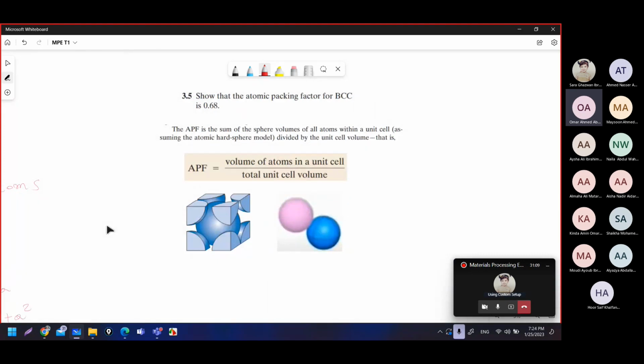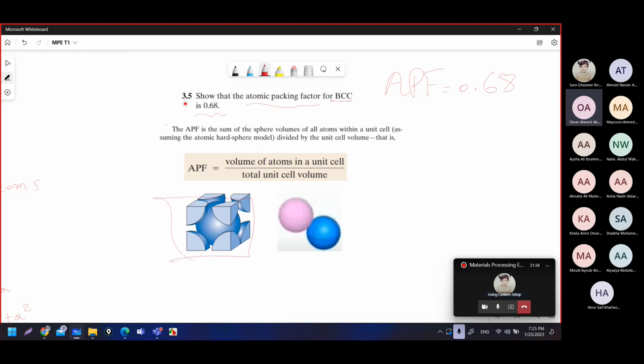Let's continue. Question 3.5. He said show that the atomic packing factor for BCC is 0.68. So we know the atomic packing factor. What is the atomic packing factor already? He gave me that it is equal to 0.68 for the BCC structure. BCC structure looks like this unit cell.